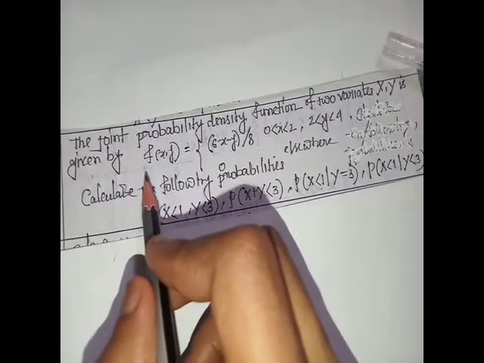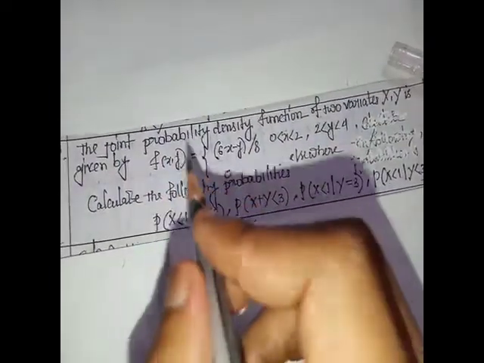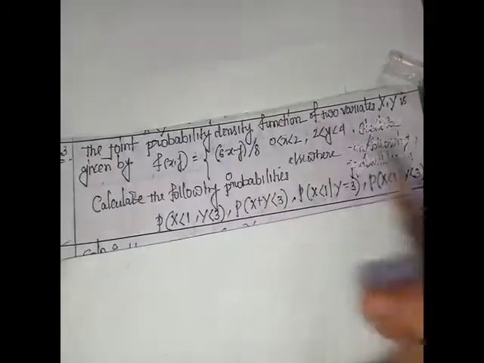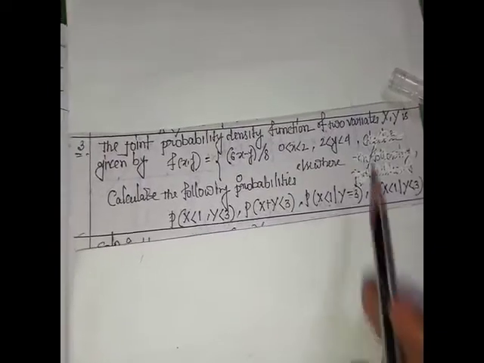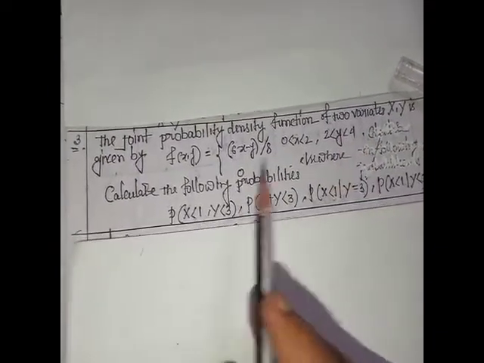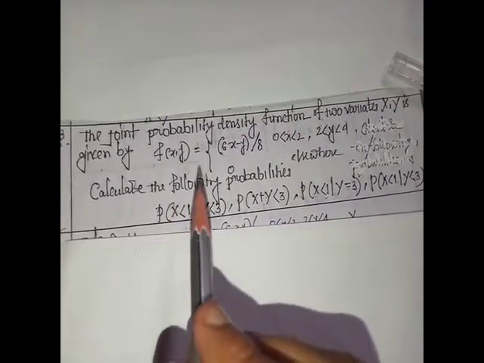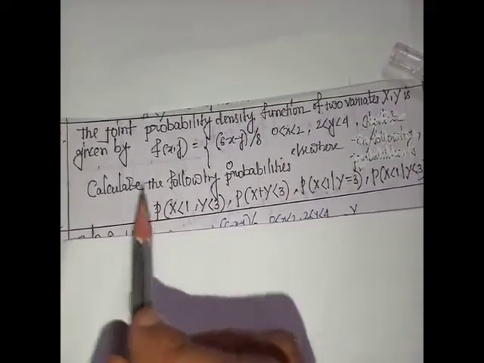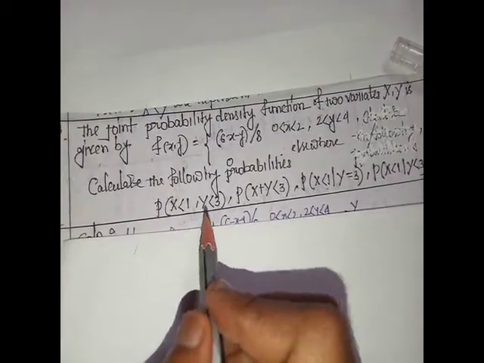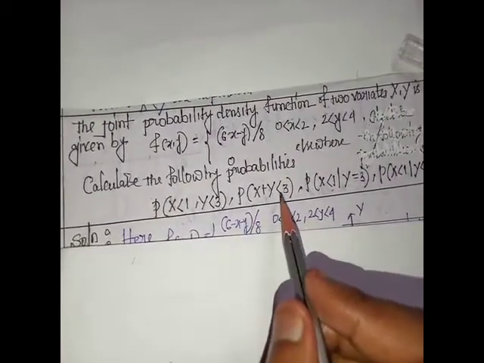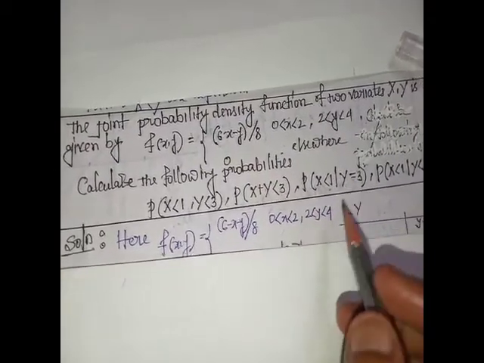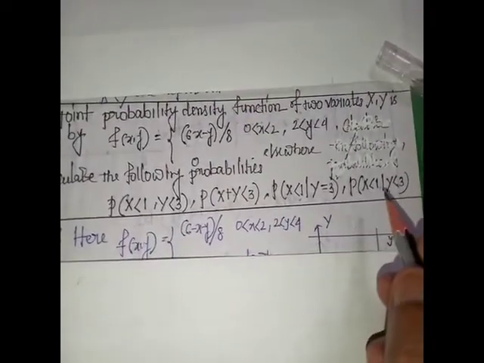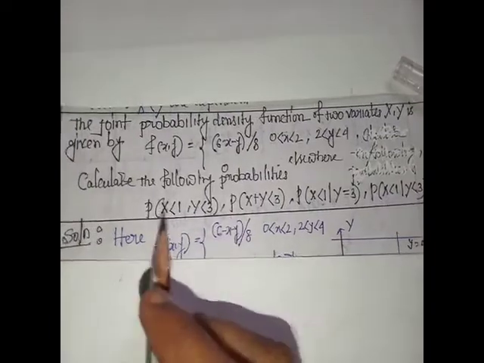Given that the joint probability density function is (6 - x - y)/8, where 0 < x < 2 and 2 < y < 4, and 0 otherwise, calculate the following probabilities: P(X < 1, Y < 3), P(X + Y < 3), P(X < 1 | Y = 3), and P(X < Y | Y < 3). So we calculate these probabilities.